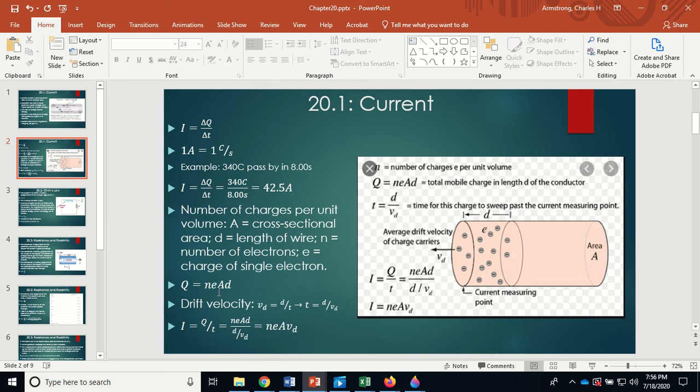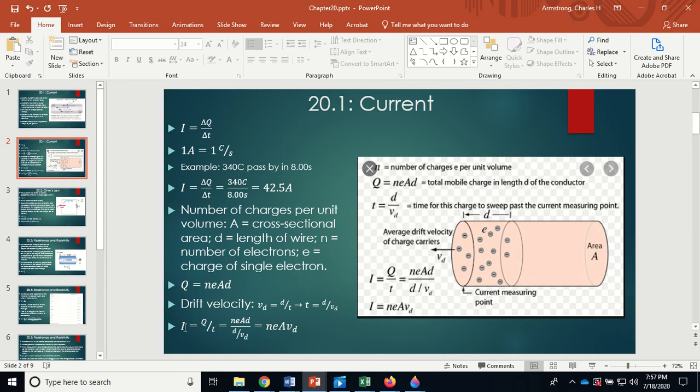Then you take the number of electrons you have, and the charge of 1 electron. Now the drift velocity, the velocity of the electrons, is equal to the distance they travel divided by the time it takes them to travel that distance. So here's the distance they travel, how long does it take them to travel that distance? So T equals D over VD, that's what they have here. They just solved for T in that equation.